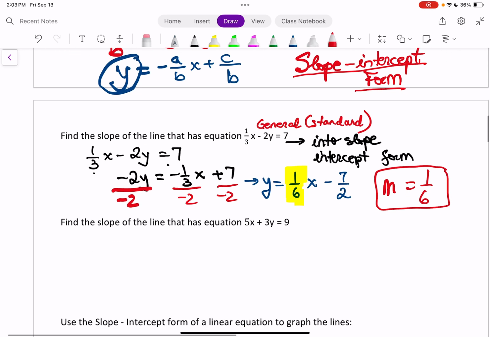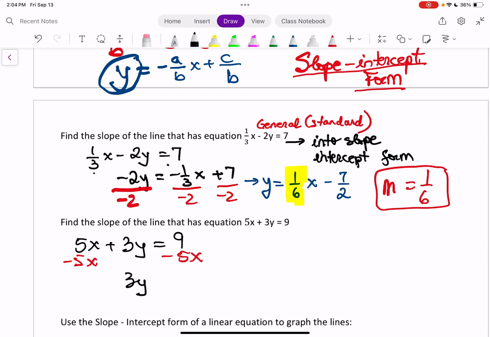Okay, let's try this again. This one's even easier because it didn't have that funny fraction and it doesn't even have minuses. So to get y by itself, I'm going to remove the 5x. Therefore, I subtract it. Okay. Then divide by 3. Because again, to undo a multiplication, we divide.